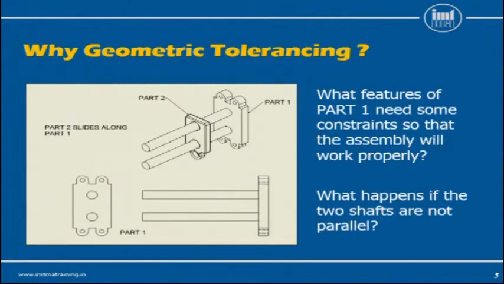What happens if the parallelism is not there between the two shafts? Again, the free movement of the part 2 can never happen, as the two shafts are either diverging or converging. Similar to the parallelism requirement, we can keep on adding a number of requirements in this example, like straightness of individual shafts, the perpendicularity of the shaft with reference to the part 1 base plate, etc.